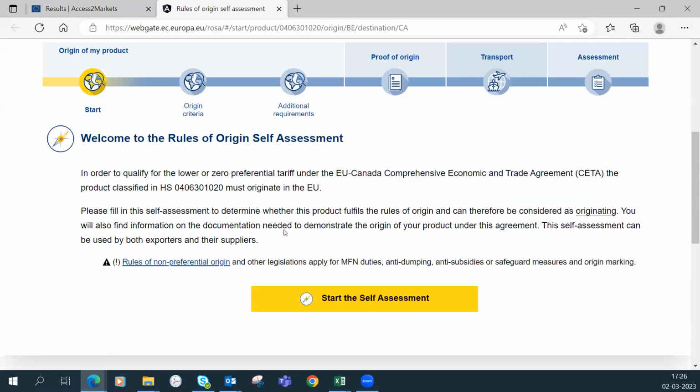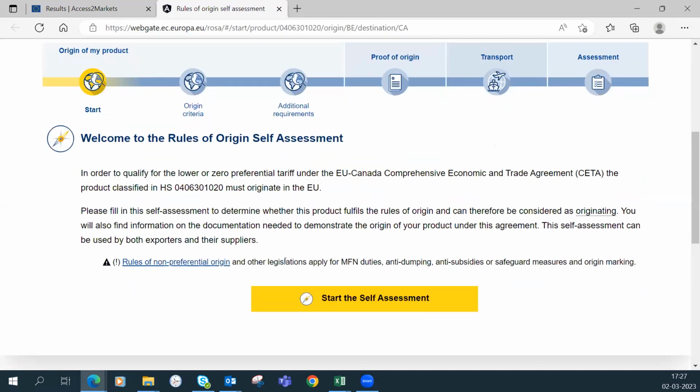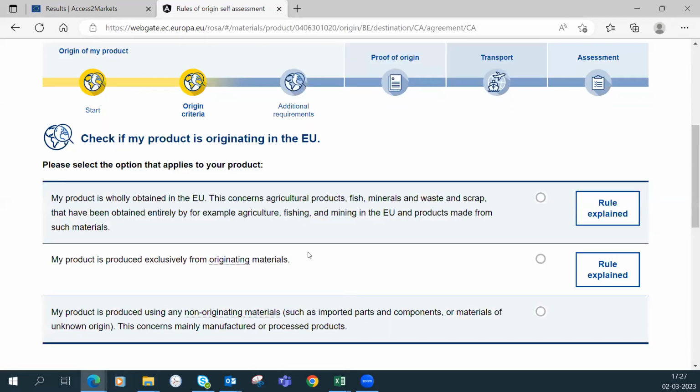And then you have just to answer different questions and the tool will tell you if your product is originating or not. I will start with a very simple example, cheese, and you will see that with a few clicks, the machine will tell you whether or not your product is originating. First it explains that your product has to be originating to benefit from preference. And then you have a first question. It's the origin criteria.